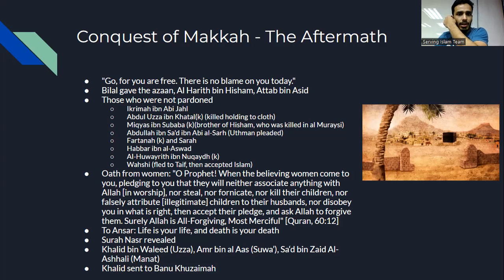And then Al-Huwairis ibn Nuqayr, this particular person, when Umm Kulsum and Fatima were trying to migrate to Medina, he chased them and tried to harm them.